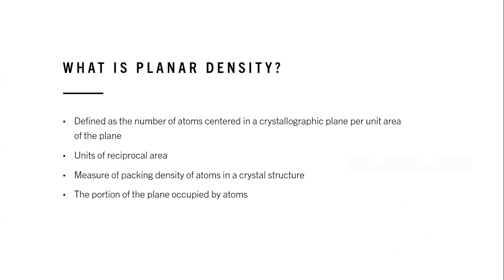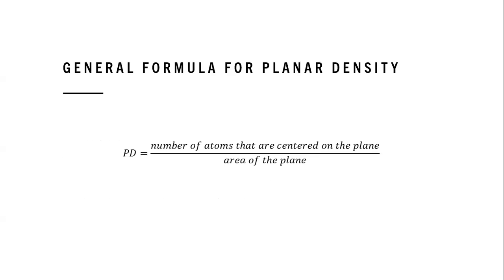Planar density can be defined as the number of atoms centered in a crystallographic plane per unit area of the plane. Its unit is reciprocal area, or meters to the power of -2, for example. Other ways to look at planar density is the measure of packing density of atoms in a crystal structure, or the portion of the plane that is occupied by atoms. This is the general formula for finding the planar density, which is the number of atoms that are centered on the plane divided by the area of the plane.